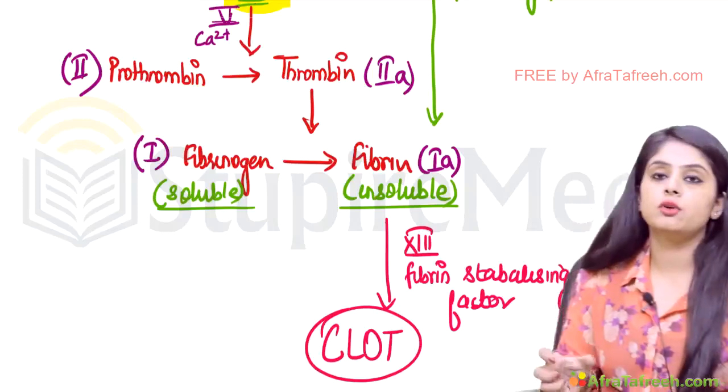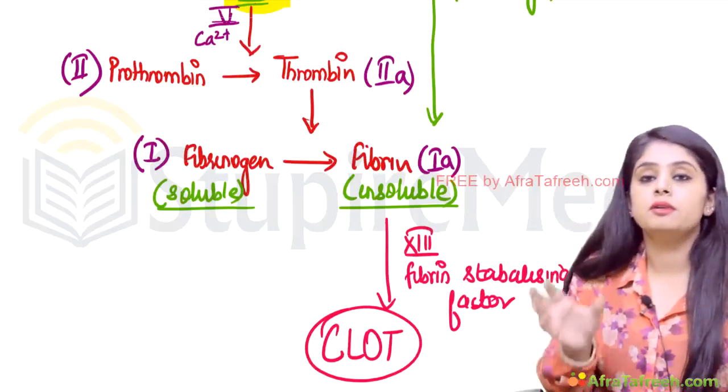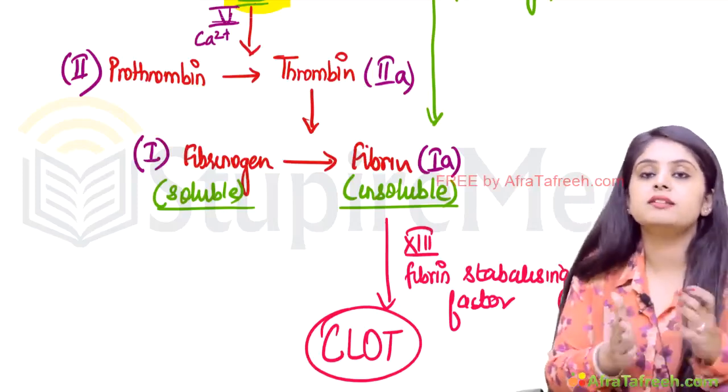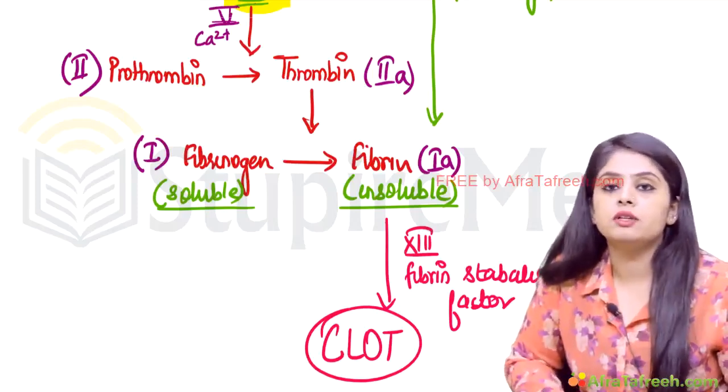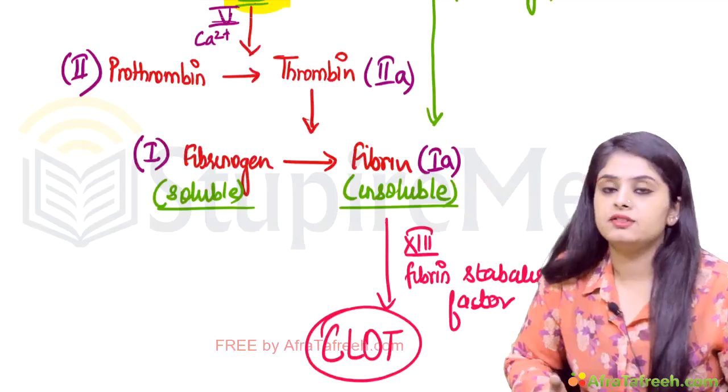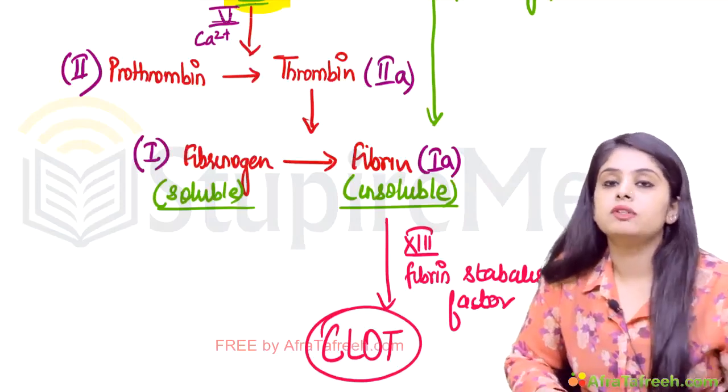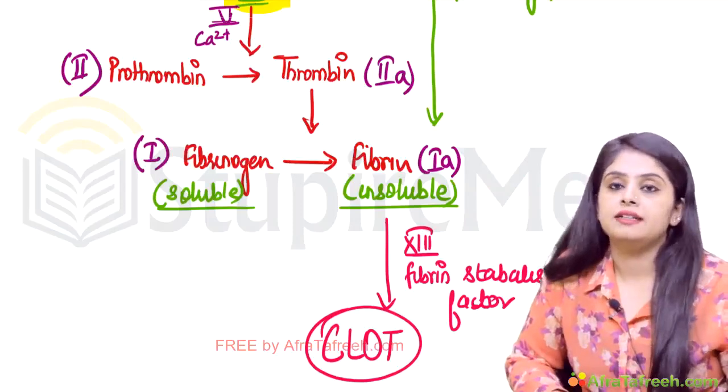Now the clot that is formed will be very firm, will be insoluble because a stabilizing factor has acted upon it. So we have two particular pathways, intrinsic and extrinsic. The mnemonic for throughout this pathway has been 10.